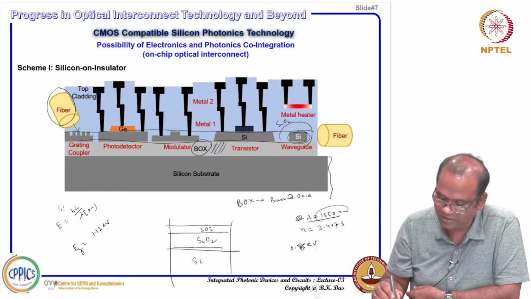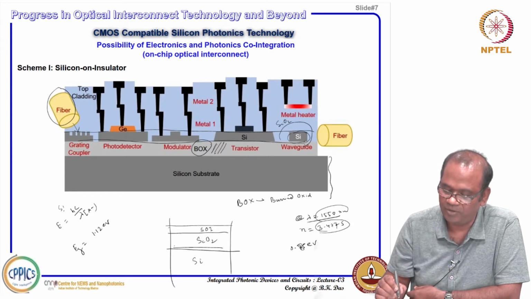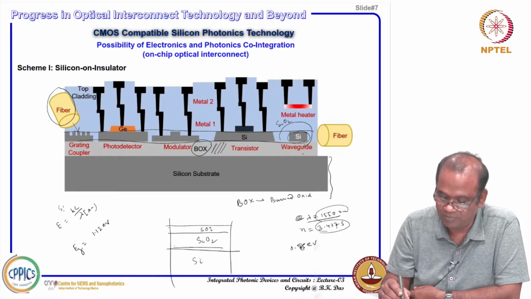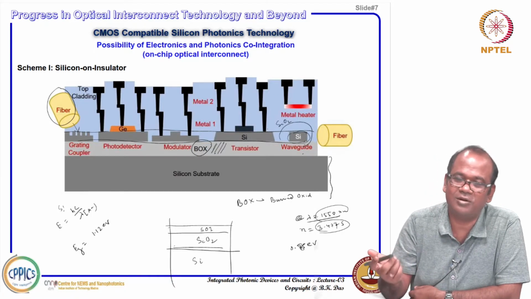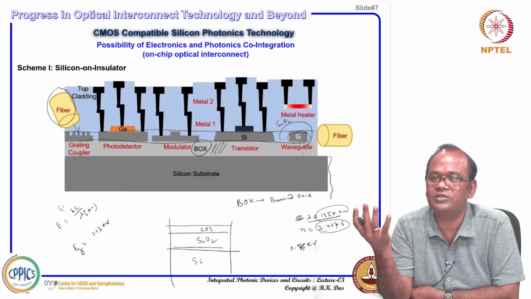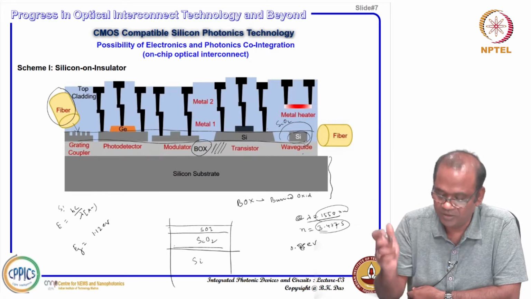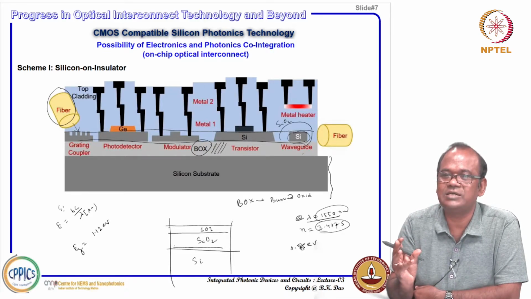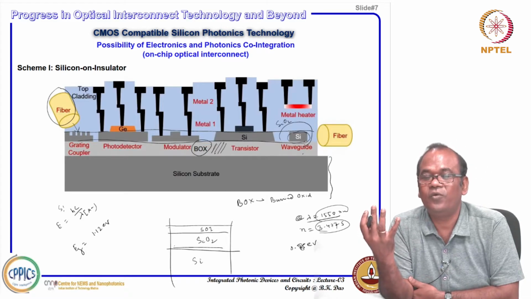So, the refractive index is 3.4775, and you can have a native oxide, buried oxide and top oxide, or silicon nitride, or any other lower refractive index material that can be used as a cladding. So, silicon can be a core, you can structure a rectangular cross section of silicon surrounded by silicon dioxide, and that can be used as a waveguide.